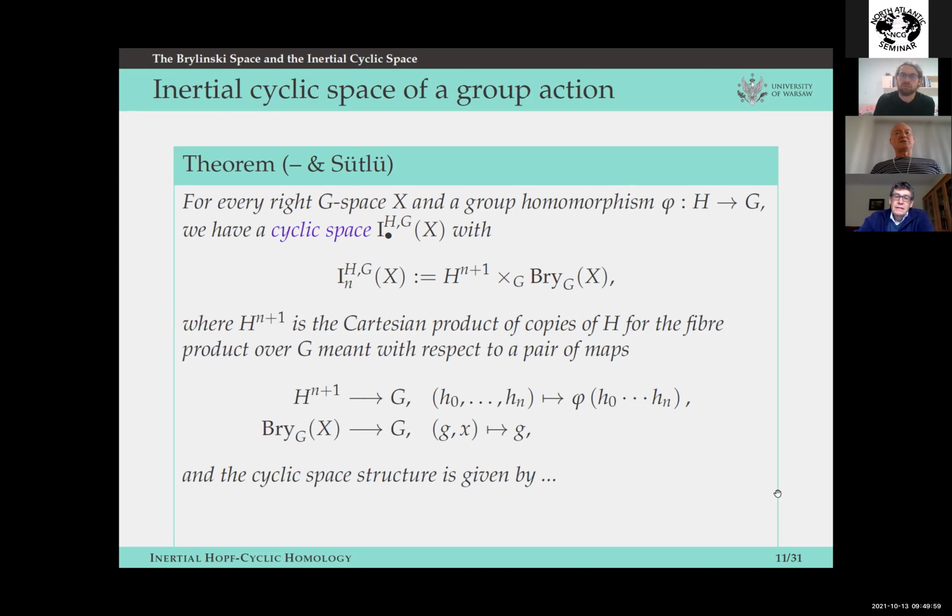And the Brylinski space is mapped into G by this map induced by the map, which is a projection on G, which is not very well defined. But after inducing the map using these projections, this becomes well defined. A small calculation is needed to check well definedness of this fiber product.